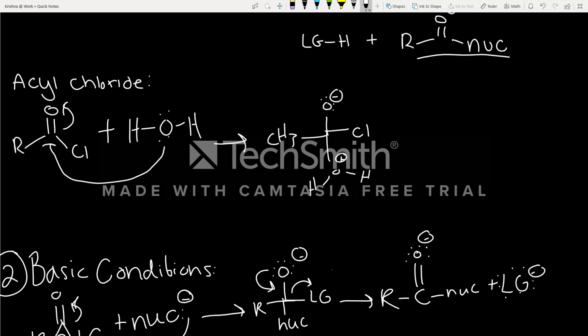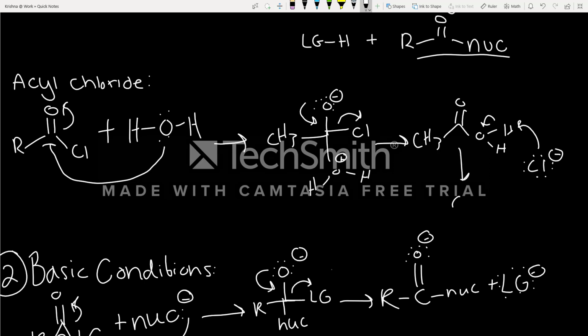Next, the excess electrons from the oxygen come back and reform the double bond, which pushes off the chlorine group, resulting in the formation of this new molecule with a double bond carbonyl group connected to the water molecule. Finally, the chlorine, which was just pushed off, comes and deprotonates the water molecule, resulting in your final product, which is a carboxylic acid and hydrochloric acid.